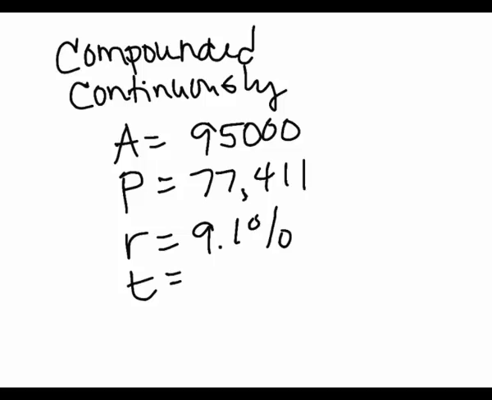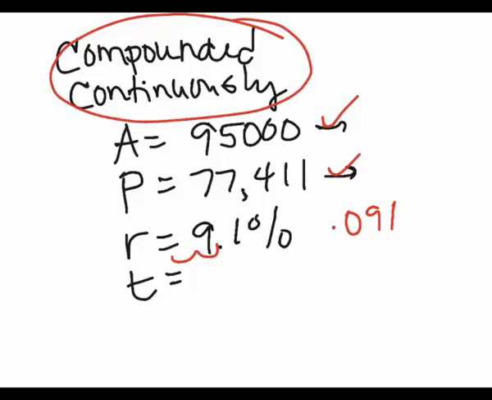So I know the rate is 9.1%. I know that I currently have $77,411. I need $95,000. So with this account that's 9.1% compounded continuously, how long is it going to take me to get this money? Well, our checklist, this is all good. We know we have to change this over to 0.091, and we know that we're compounded continuously.